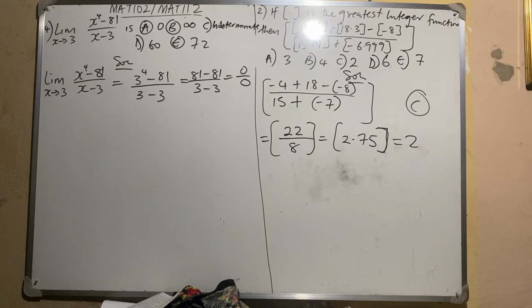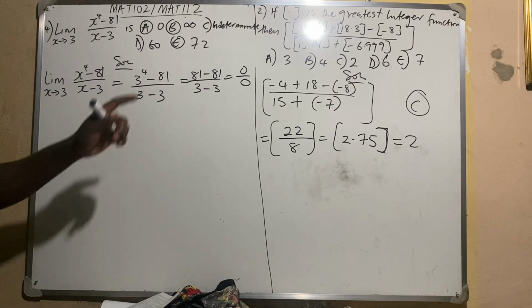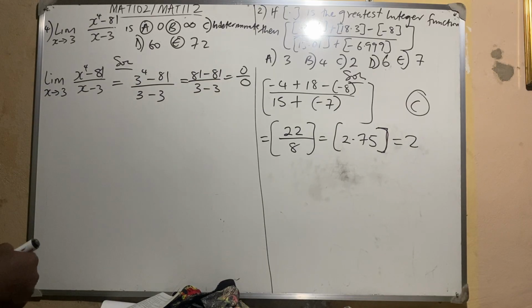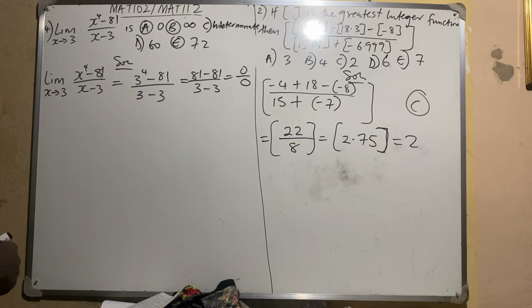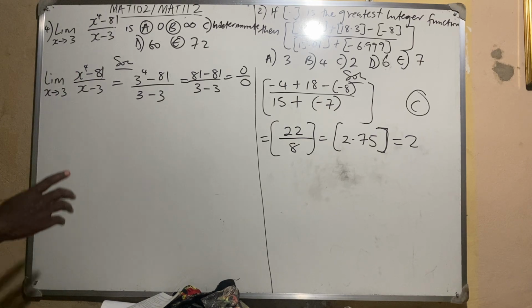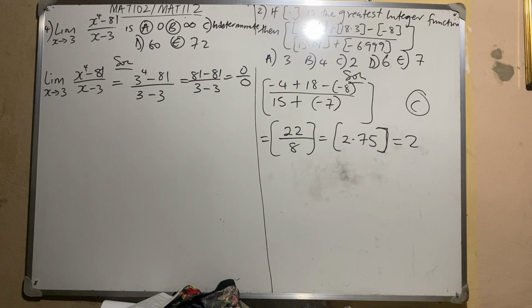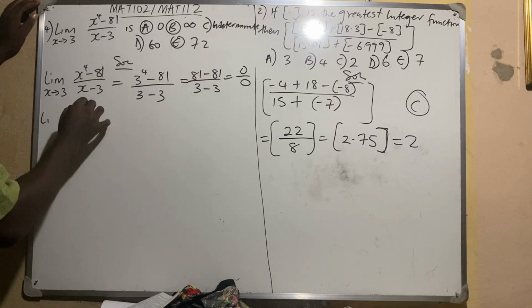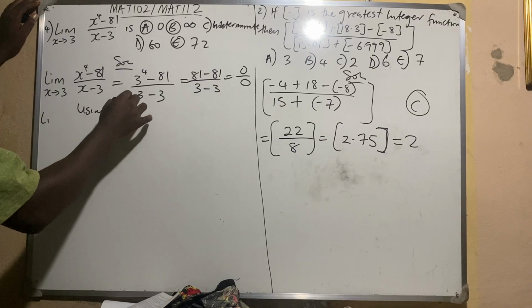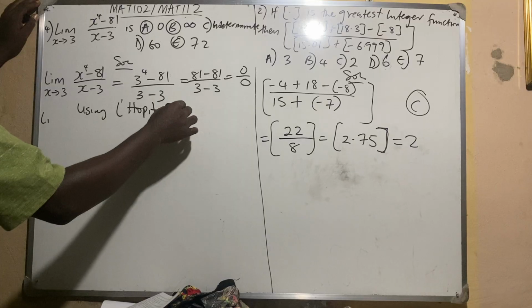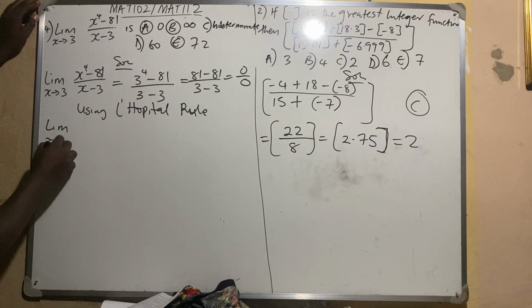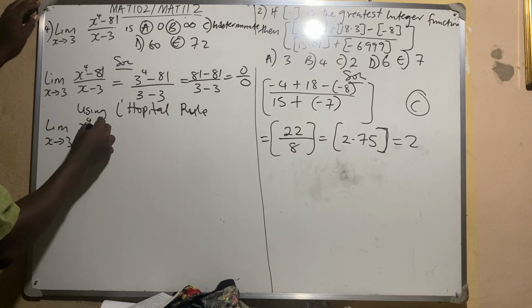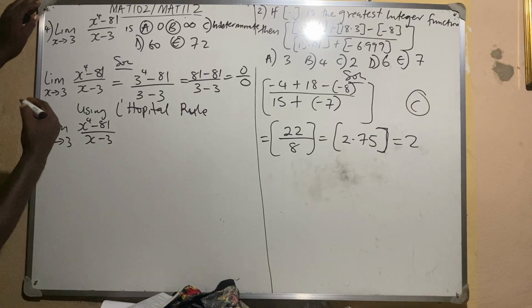Now anytime you have 0 over 0, please, what do you do? You now use L'Hopital's theorem. If you have 0 over 0, anytime you get 0 over 0, apply what is called L'Hopital's theorem. Or you can even decide to factorize this here. But since you don't want to factorize, I'm going to solve it in 2 ways. But the easiest way is this L'Hopital's rule. You now say using L'Hopital's rule, we have that the lim as x approaches 3 of x raised to the power 4 minus 81 all over x minus 3. This one says just differentiate.